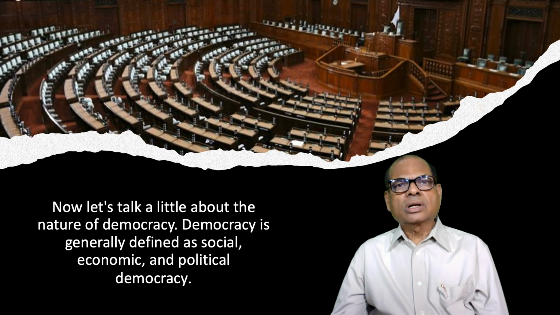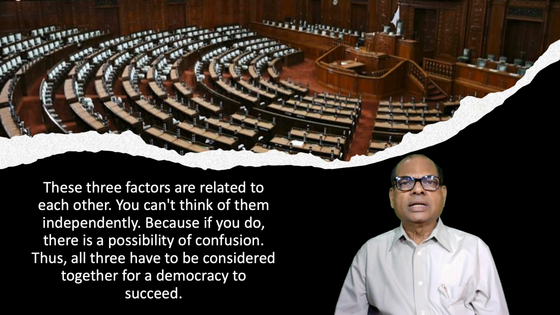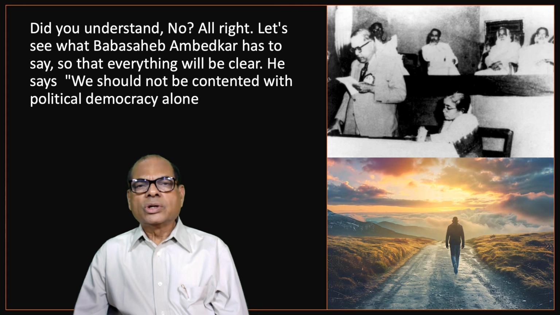Now let's talk a little about the nature of democracy. Democracy is generally defined as social, economic, and political democracy. These three factors are related to each other. You can't think of them independently because if you do, there is a possibility of confusion. Thus, all three have to be considered together for a democracy to succeed. Do you understand? No. All right.